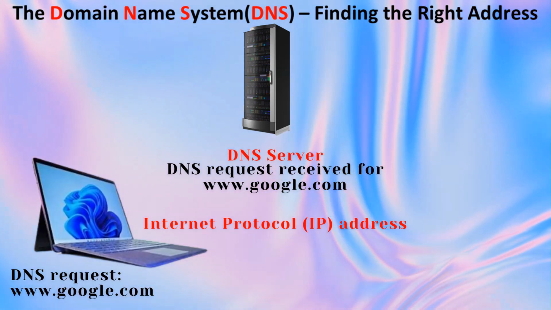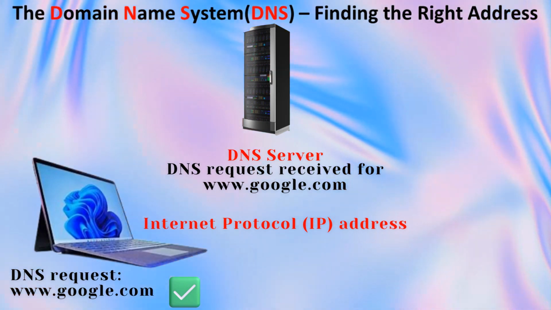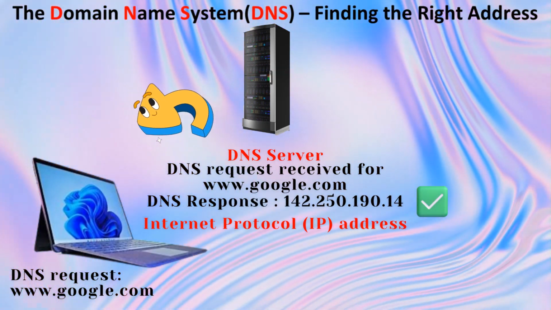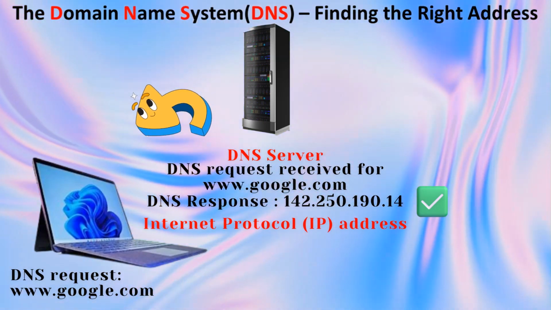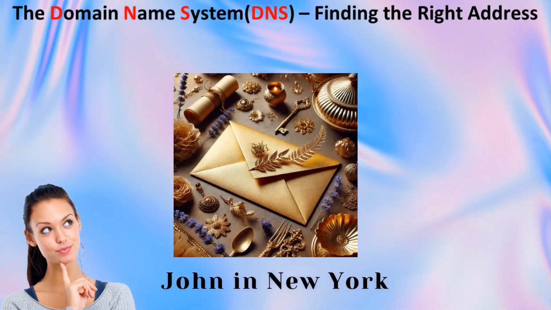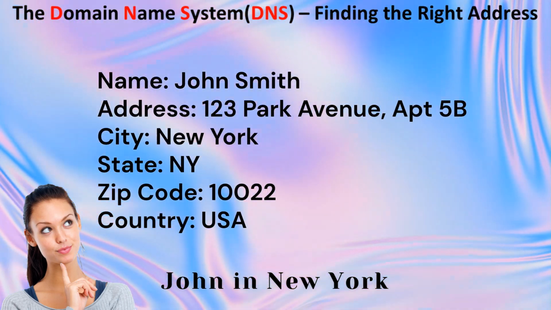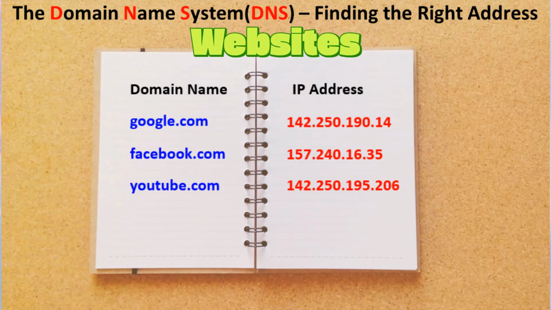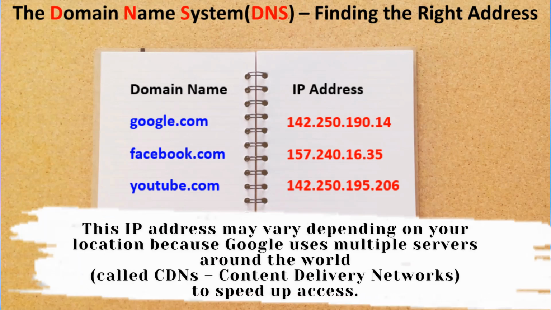For example, when you enter www.google.com, the DNS finds its real address, something like 142.250.190.14. Imagine you want to send a letter to John in New York. But you need his exact address to deliver the letter. DNS does this for websites. This IP address may vary depending on your location because Google uses multiple servers around the world, called CDNs, content delivery networks, to speed up access.